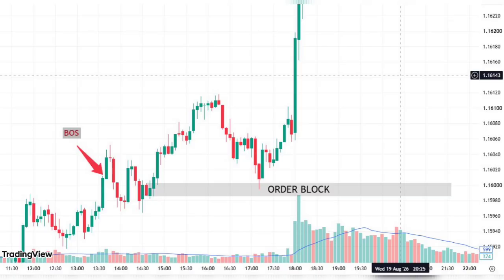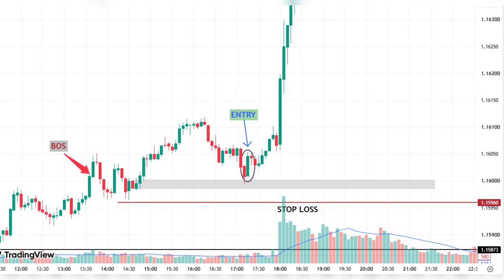Step 4. I refine the zone. The body is bigger than the wick, so I use the wick as my entry point. Step 5. I wait for price to pull back into the zone. Step 6. Price enters the zone. I enter long with my stop loss below the order block. Step 7. My take profit is at the next swing high. Risk to reward is over 1 to 2. This is the complete framework, every single time.